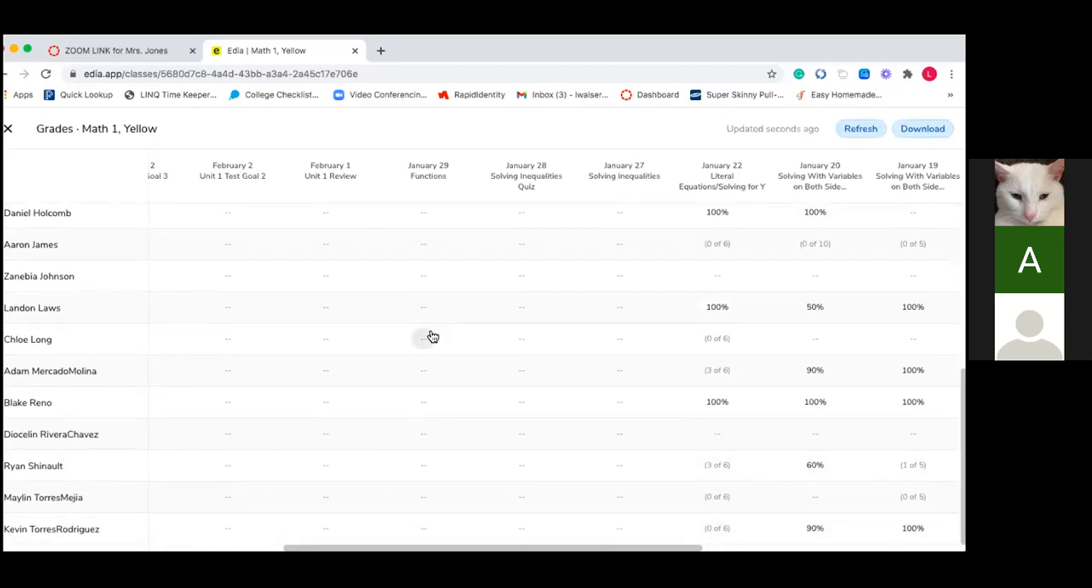Multi-step equations. All right, can you see my screen, guys? Kevin, can you see? Yeah, we can see your screen. Okay, you need to go in and do the equation, solve for Y. And Adam, you've already done that, okay?